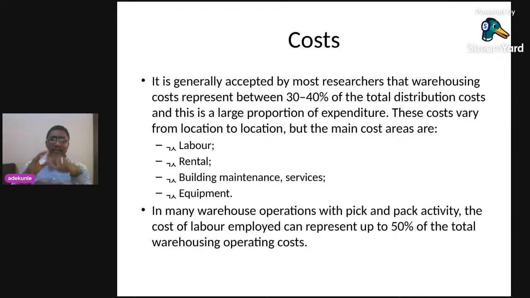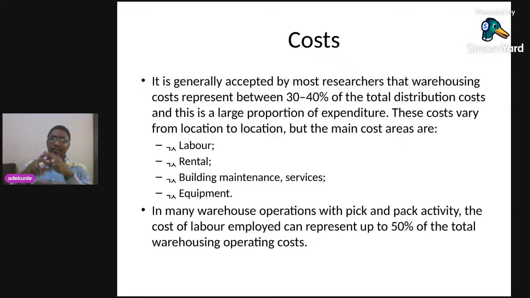Then, while we look at warehouses, let's look at costing. We can't talk about the activity of the supply chain without looking at the cost of the supply chain, because it is generally accepted that warehousing costs represent between 30 to 40% of the total distribution cost, and this is a large proportion of expenditure within the supply chain.